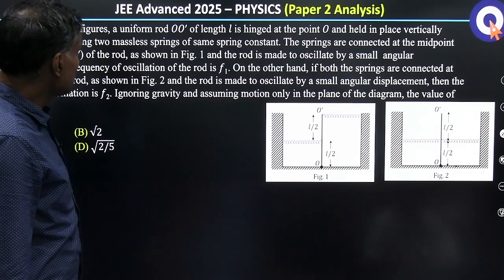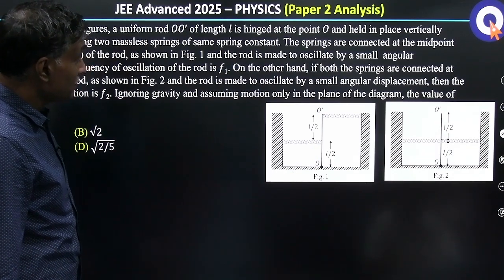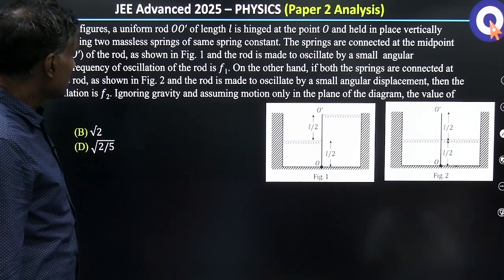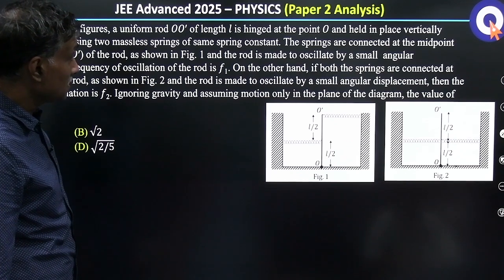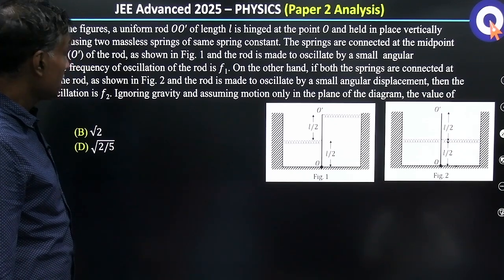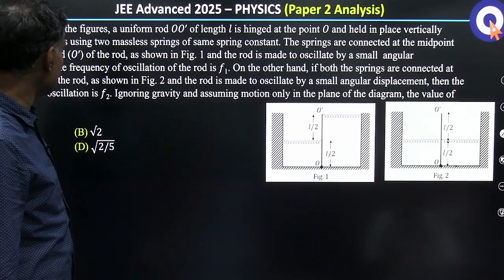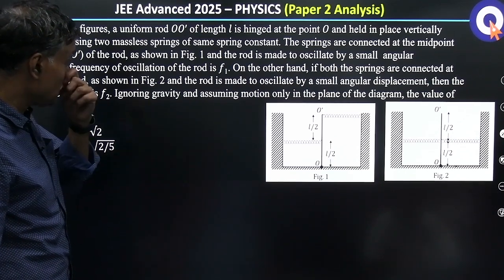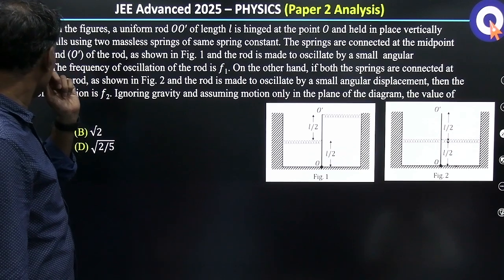Now, as shown in the figure, these are two springs connected at the midpoint of the rod, as shown in the figure, with frequency of oscillation F1. On the other hand, when both the springs are connected differently and the rod is given an angular displacement, the frequency of oscillation is F2, ignoring gravity and assuming motion only in the plane of the diagram. Find the value of F1 by F2.